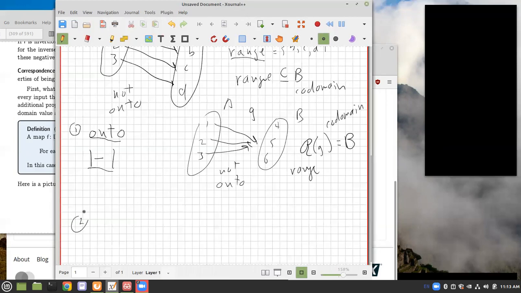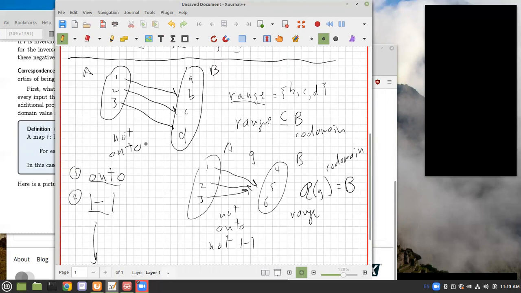Okay, the second property is one-to-oneness. One-to-oneness says that no codomain element can be the partner of more than one domain element. So here, this is not one-to-one because 5 has all the elements pointing to it, and that's disallowed by being one-to-one. This one is one-to-one because no codomain element has two elements.